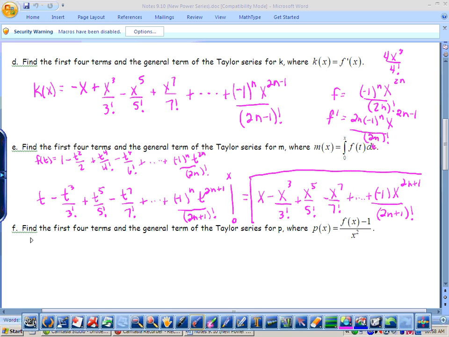Okay, and then the last one on this page, find the first 4 terms and the general term of the Taylor series for p, where p of x is f of x minus 1, all divided by x squared. So this is still along the general lines of what we've been doing. It's just that we're doing a couple of operations at once instead of just one operation. So the numerator is to take f of x, that whole thing, and subtract 1.